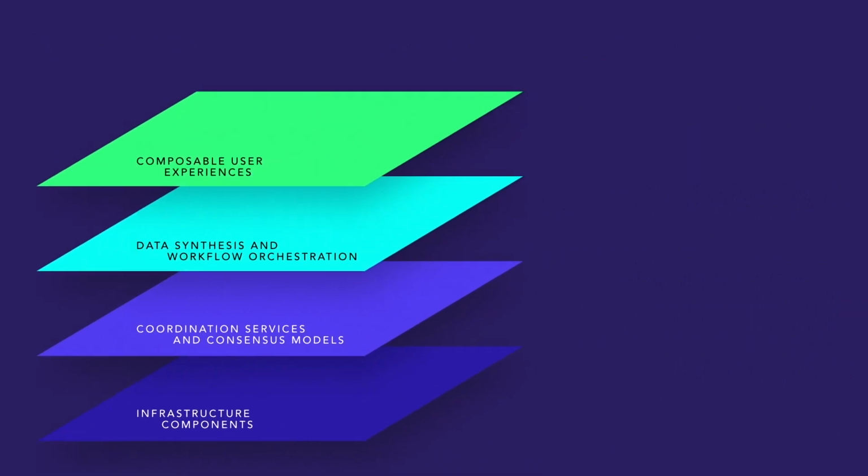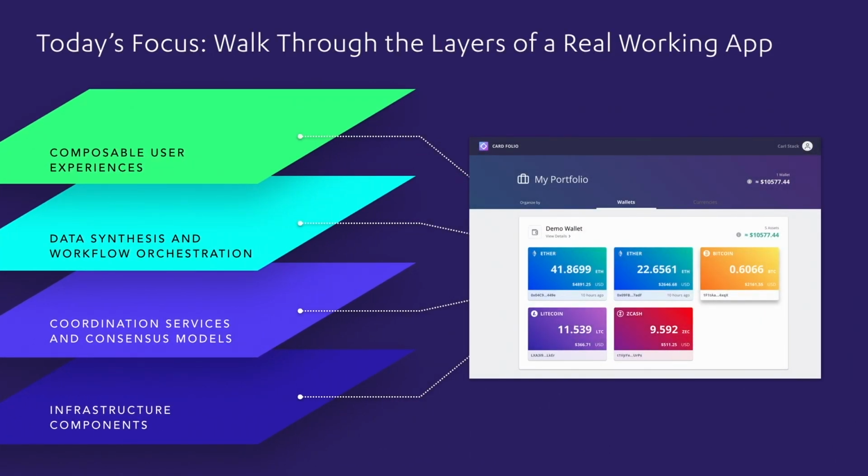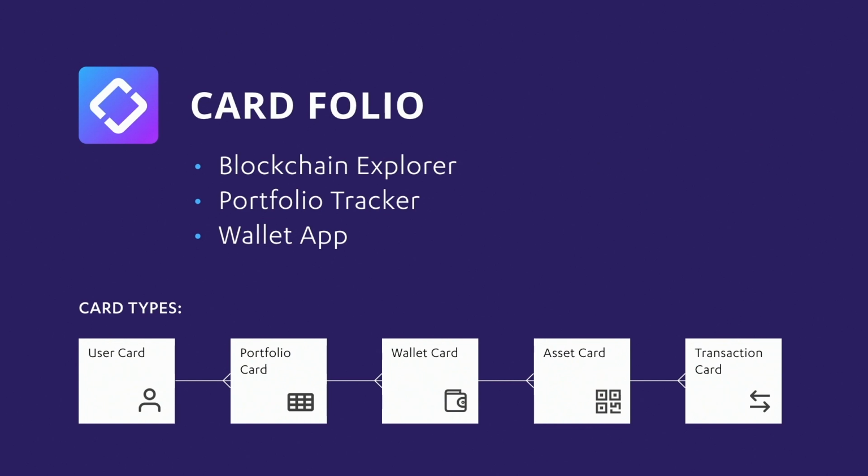Okay, so we're going to show you an example of a real working app that has all these things working across running the infrastructure, synthesizing the data, tapping into the consensus of the node itself, and obviously the UI component that you see. So we call this demo app Card Folio, and this will be open source very shortly. It's kind of a combination of a blockchain explorer, a portfolio tracker, and wallet.